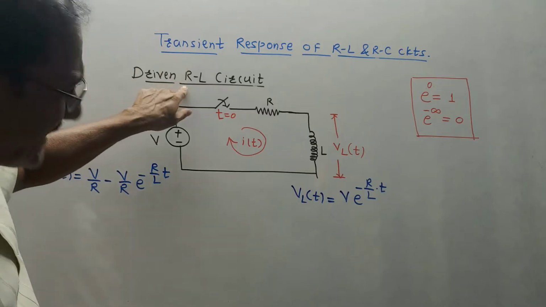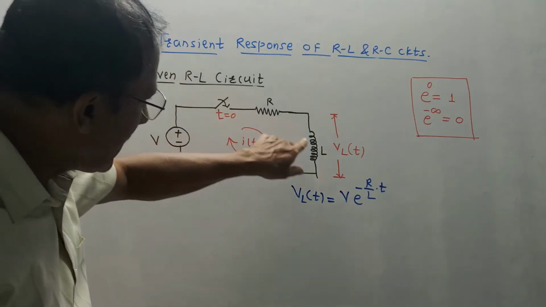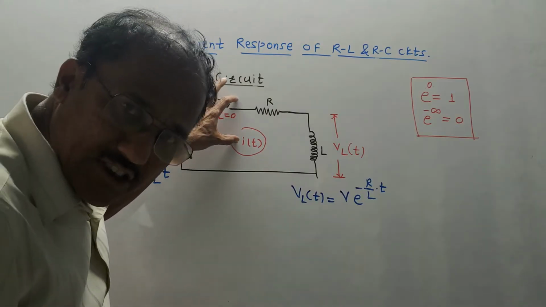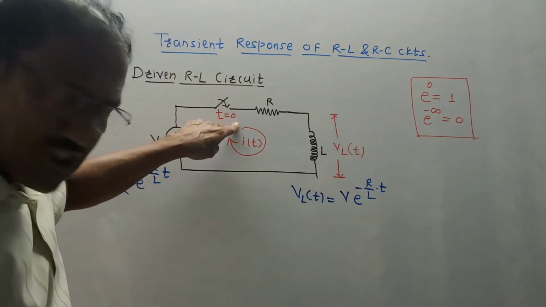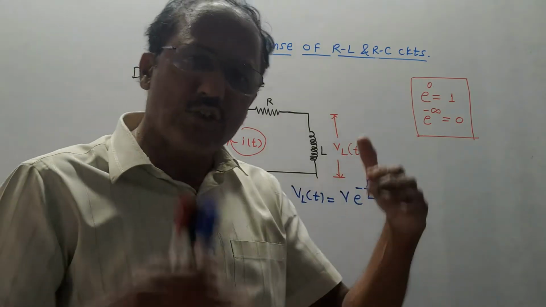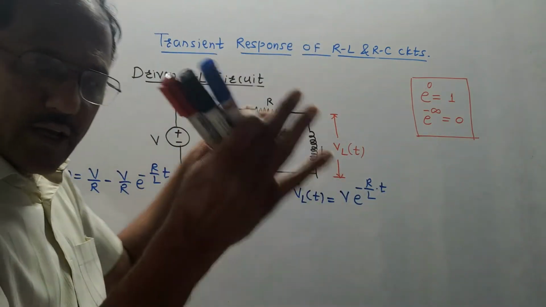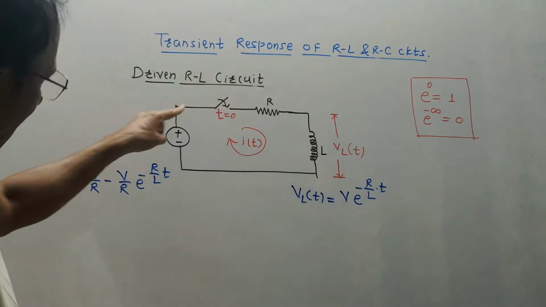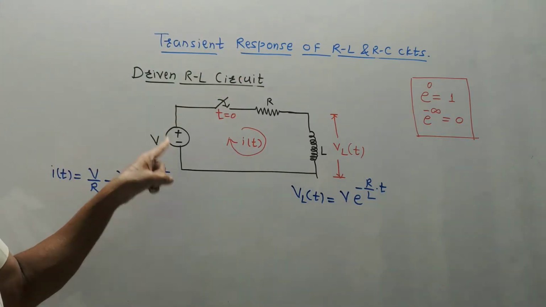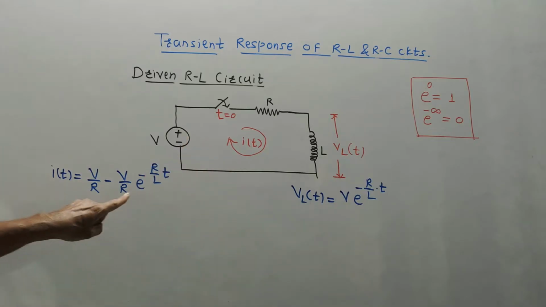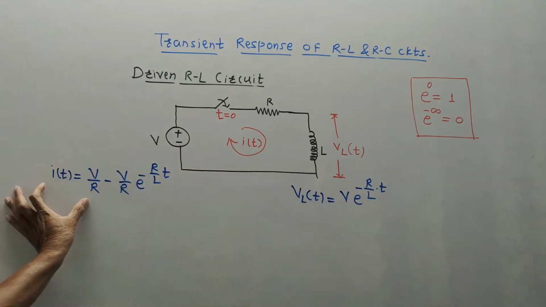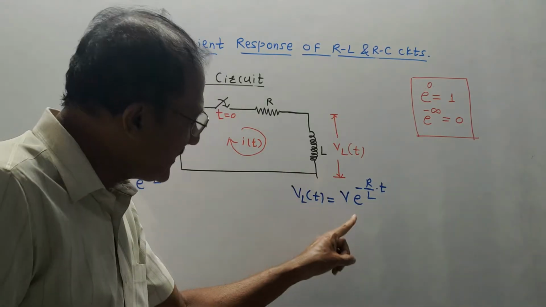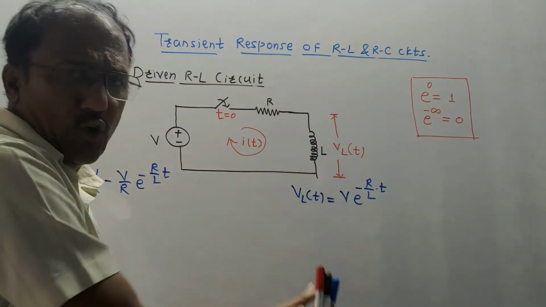As the name indicates, it is RL, so I have drawn a resistor and an inductor. L is the inductor. One switch must be shown in all such diagrams, and it is written that t equals 0. That means the switch is closed at t equals 0. In other words, the switch was open before t equals 0 and one voltage source is connected. You must remember these two formulae: the current passing through this circuit, and VL of t, that is the voltage across the inductor. If you know these formulas, you can draw the graph.